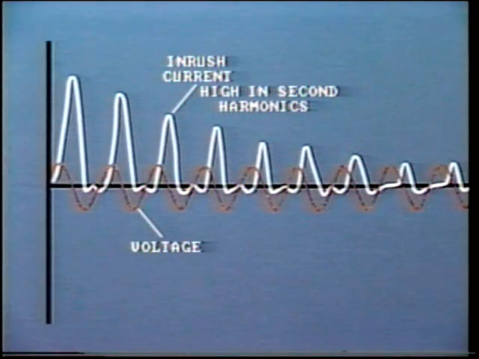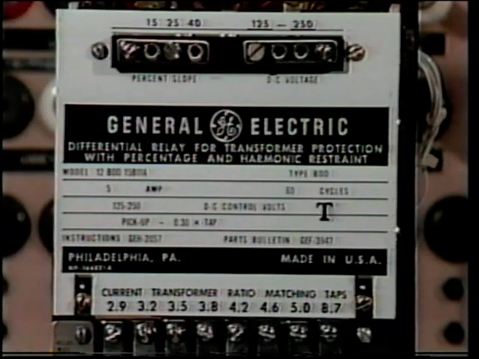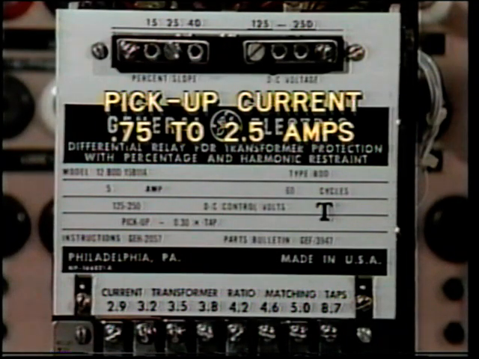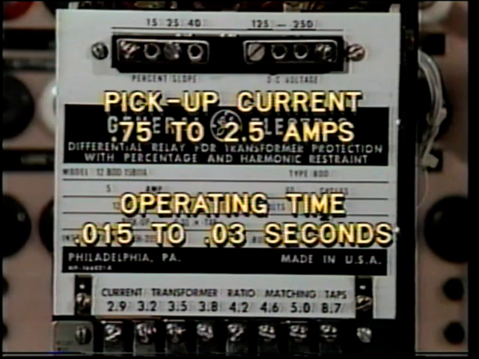After a few cycles, the inrush current is reduced and the second harmonic current disappears, so allowing the relay to operate as normal. With this type of differential relay, the pickup current is usually set within the range of 0.75 to 2.5 amps, with an operating time of 0.015 to 0.03 seconds.